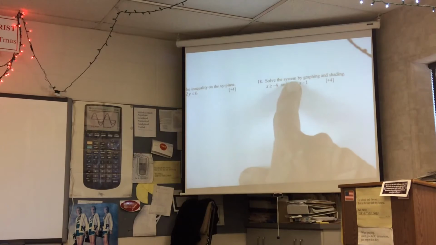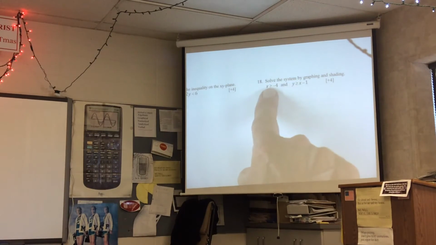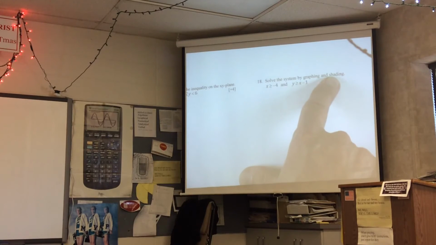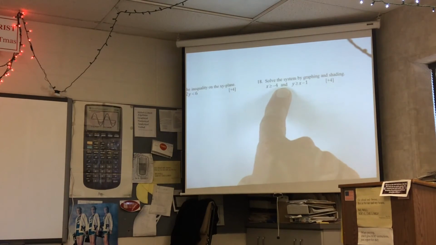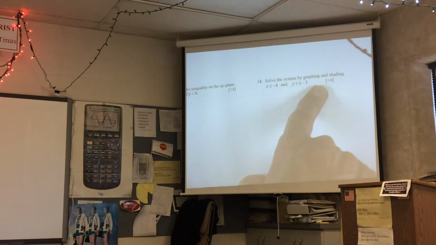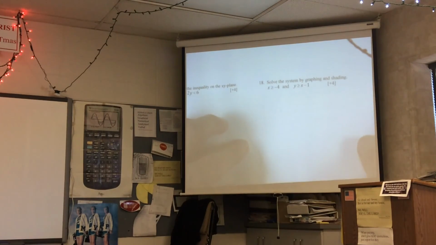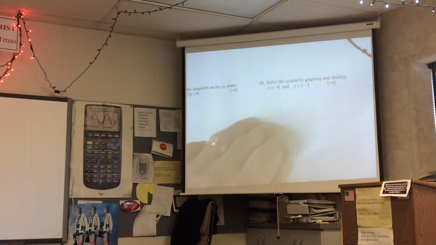18, solve the system. I put the word system in there, so that's probably suggesting to you there's 2 things here. Graph and shade. Graph and shade. That sounds like it's the end of chapter 2, which it is. 2 inequalities as a system. So I have that. There's page 18 if you haven't already done so. You could pause here, Ryan. It's probably a good break.